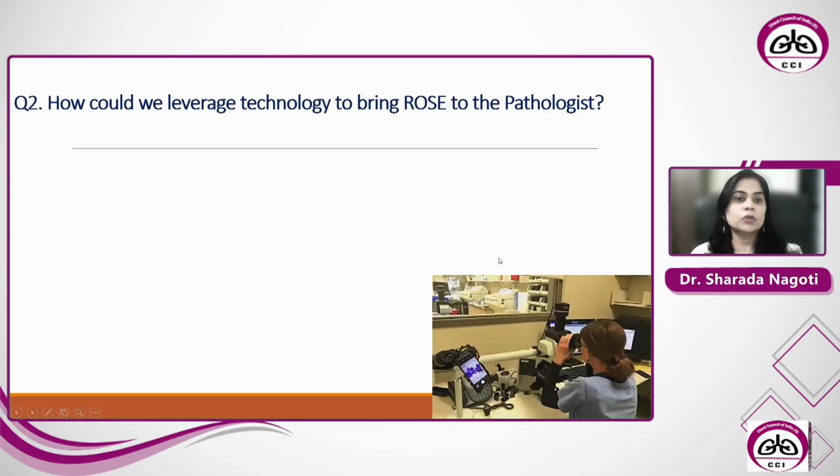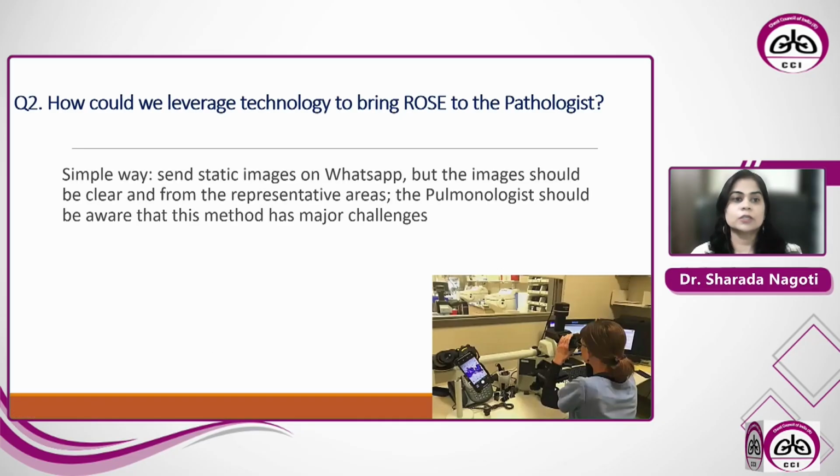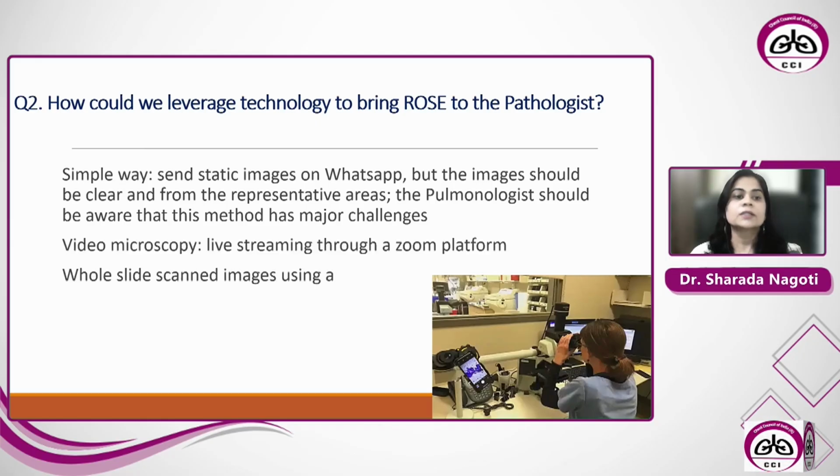The second question, how could we leverage technology to bring ROSE to the pathologist? The simple way is to send static images on WhatsApp, but the images should be clear and from the representative areas, and the pulmonologist should be aware that this method has major challenges. The other techniques are we can use video microscopy, we can do live streaming through a Zoom platform, or we can digitize the slides, and the whole slide scanned images can be sent to the pathologist for evaluation.